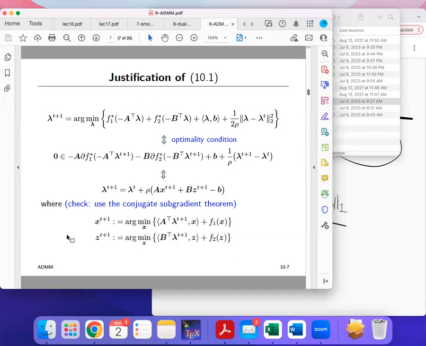I will not go into the details. But you can see from this optimality condition, we have lambda t plus 1 and lambda t. Once you rearrange these two terms, you have lambda t plus 1 on the left-hand side and lambda t on the right-hand side. Then for these two terms, you use the conjugate subgradient theorem to characterize.